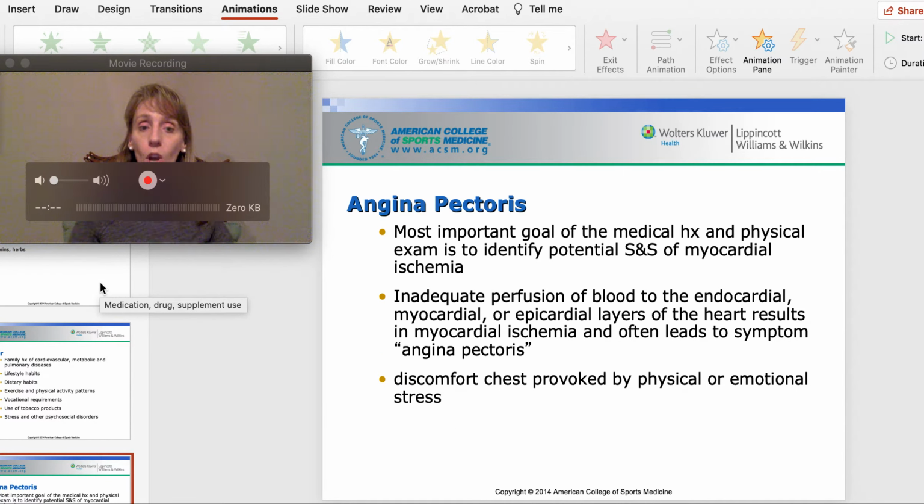When we talk about angina pectoris, I've used this word a lot, right? They're angina symptoms. It is really the most important goal of our history for you to identify what that felt like. So we know what angina is. It's ischemia, right? Inadequate perfusion of blood to the endothelial, myocardial, epicardial layers of the heart. So ischemia means that there's a block in that artery, the blood's not able to get through, and now that ischemia makes the symptom angina, right? Ischemia and angina, same kind of thing, right? A heart that has ischemia, not getting blood flow, usually the body's going to start producing angina.